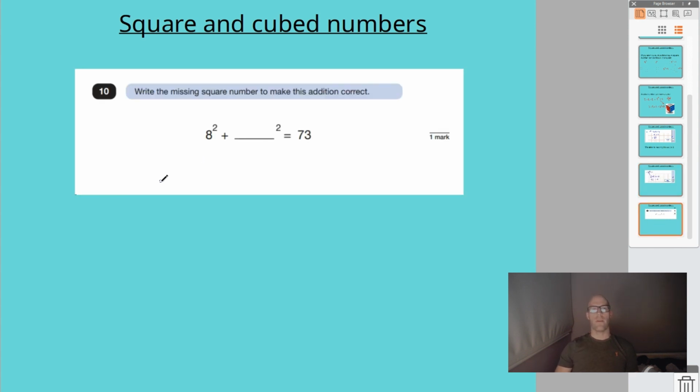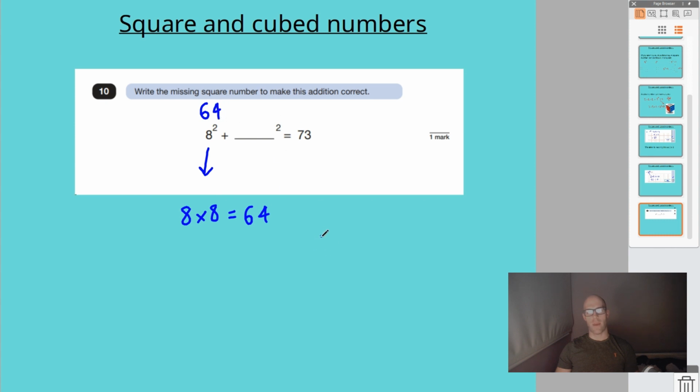Here's a question from a reasoning paper. Question 10, write the missing square number to make this addition correct. So we have 8 squared. We have the total, 73. And we're going to work that out bit by bit. First things first, let's get this sorted. Rationalize that. 8 squared is the same as 8 times 8, which is 64. So now we know that number 64 in there.